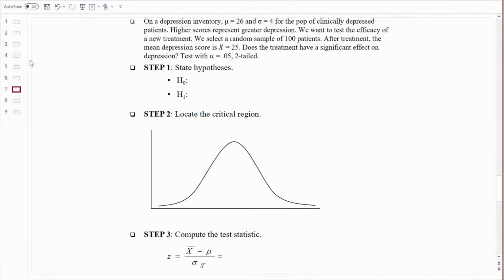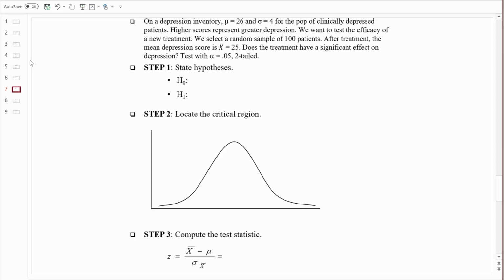Let's just remind ourselves of the basic scenario. It says on a depression scale, the population mean equals 26 and the standard deviation equals 4 for the population of clinically depressed patients. Higher scores represent greater depression. We want to test the efficacy of a new treatment. In other words, we want to see if it works. We select a random sample of 100 patients, so that's our sample size.